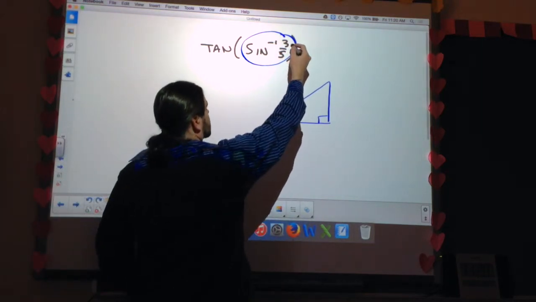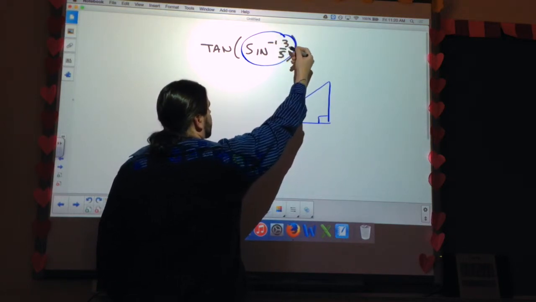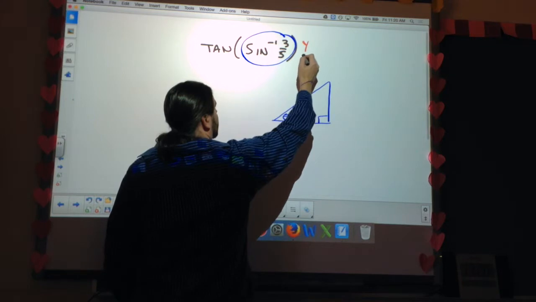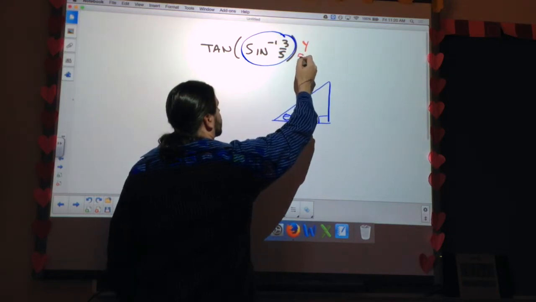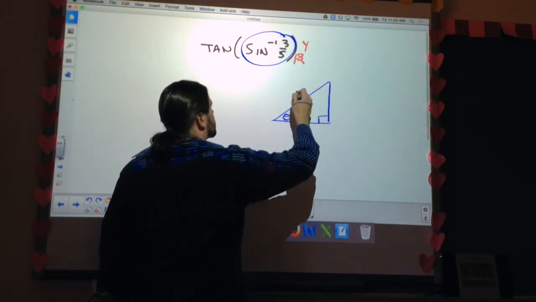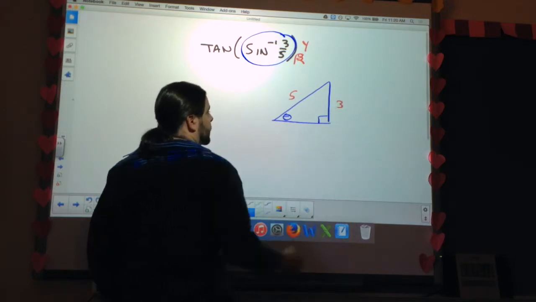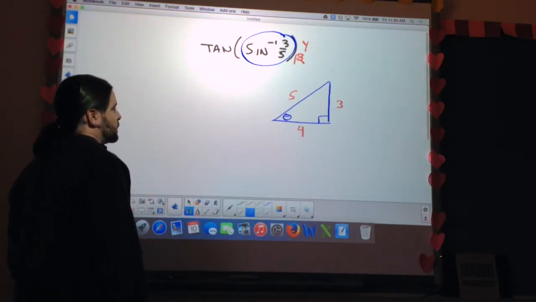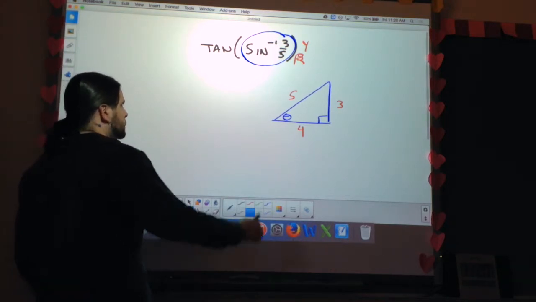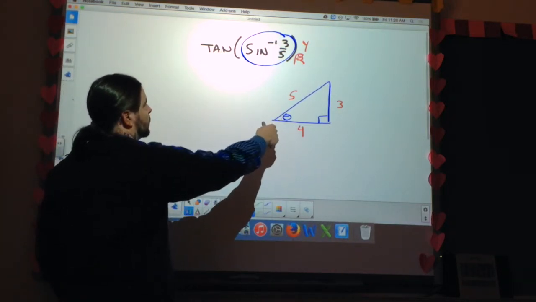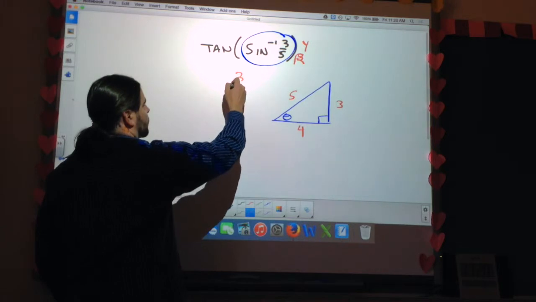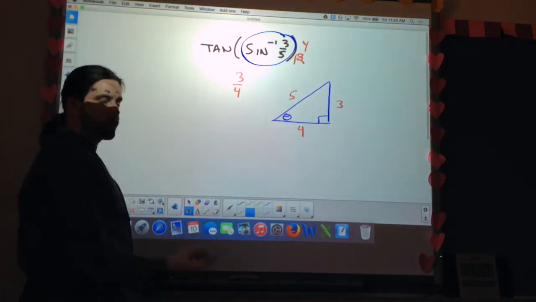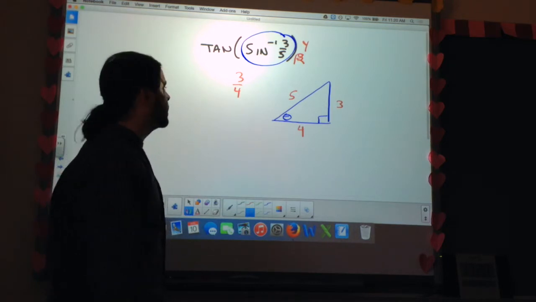If we know that the sine of something is 3/5, then we know that the y value is 3 and the r value, or the hypotenuse, is 5. So 5, 3, you can use Pythagoras to find that the x value is 4. And so the tangent of that angle must be 3/4. You're finding the tangent of an angle, therefore you will only get one answer.